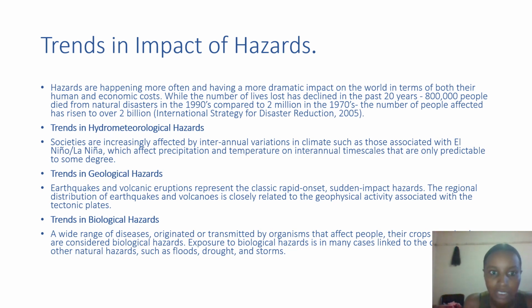We look at the first trend, which is the hydrometeorological hazards. Societies are increasingly affected by interannual variations in climate, such as those associated with El Nino or La Nina, which affects precipitation and temperature on interannual timescales that are only predictable to some degree.